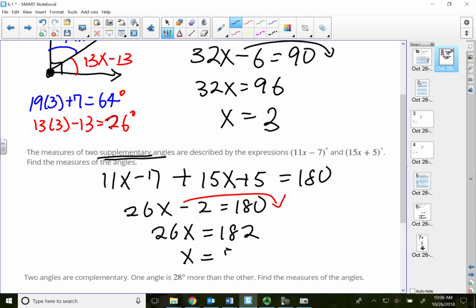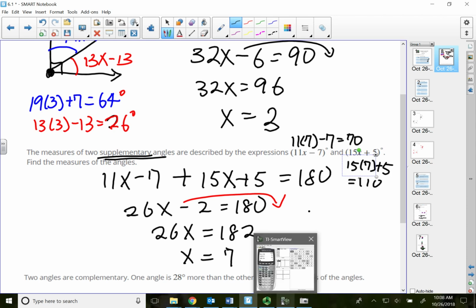is 7. x equals 7, so if I plug it back in here, that will be 11 times 7 minus 7. That's 77 minus 7, which is 70. So if one angle is 70 and the two together are supplementary, the other one is 180 minus 70, which has to be 110 degrees. Or you can say 15 times 7 plus 5, either way.